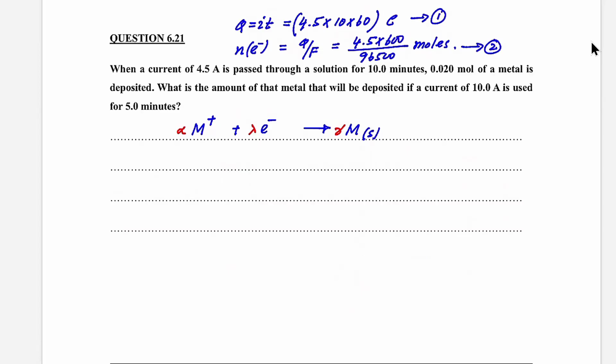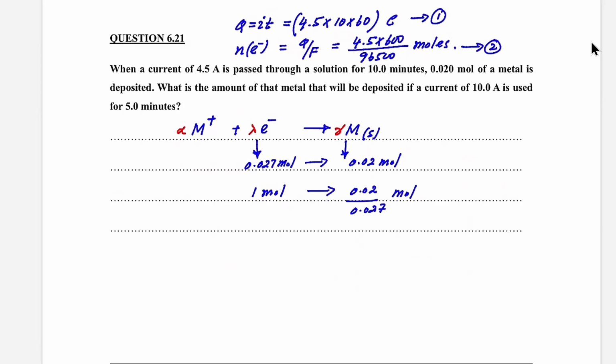Okay, let me explain. You understand 0.027 moles of electrons are passing through it. When that is happening, you get 0.02 moles of metal deposition. Now you can see the lambda value and the gamma value. You can find the ratio if you want, but we don't need that. If you pass 1 mole of electrons, how much is going to be deposited? 0.02 divided by 0.027 moles. Agree?